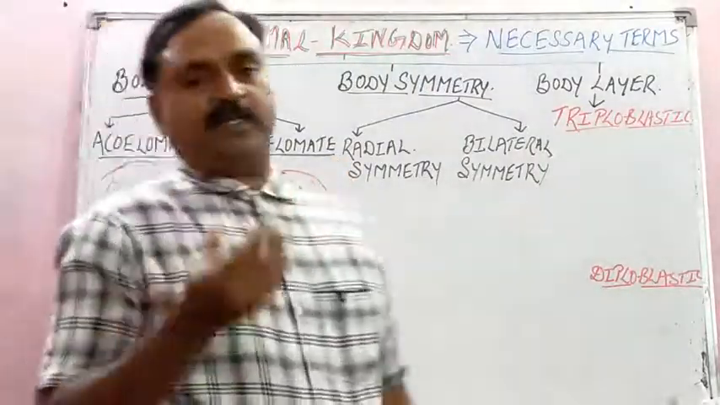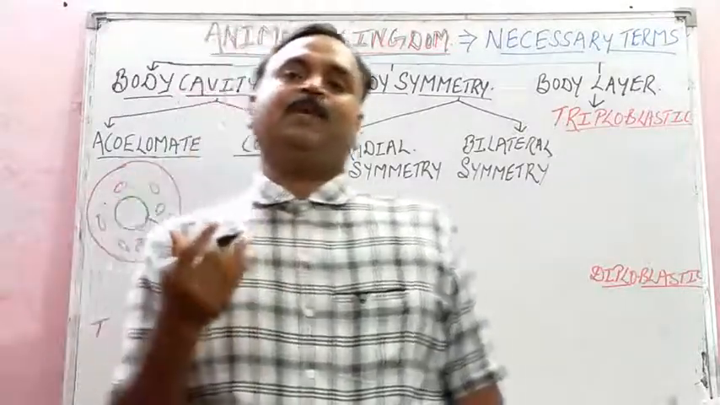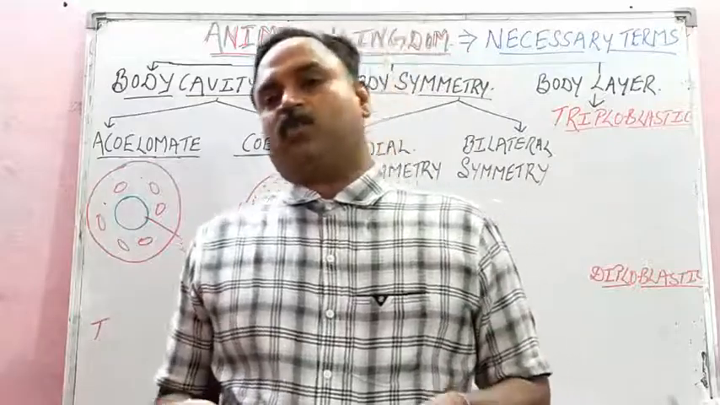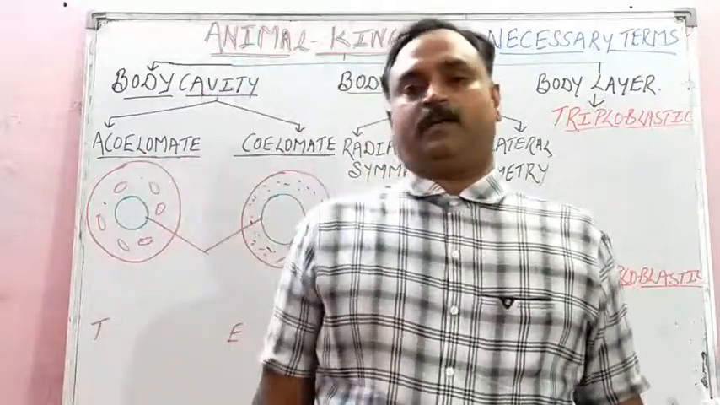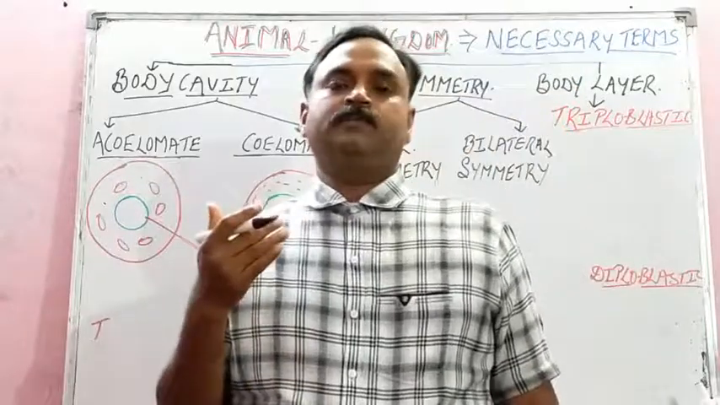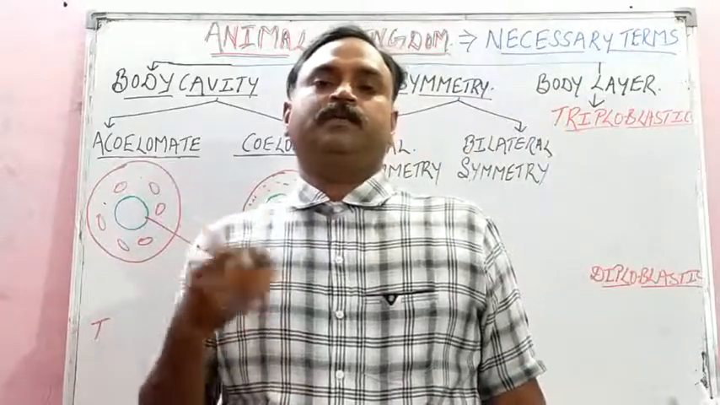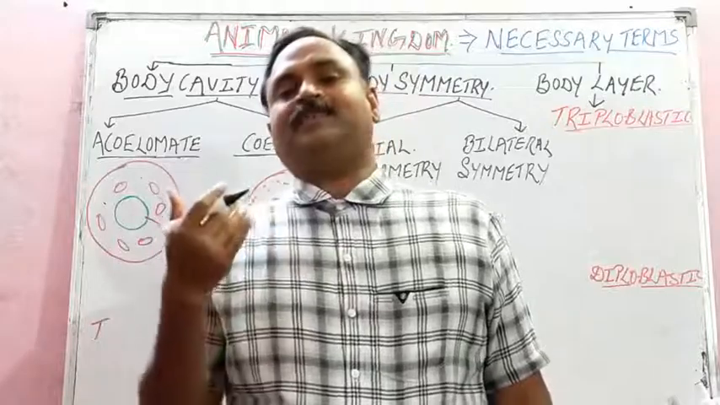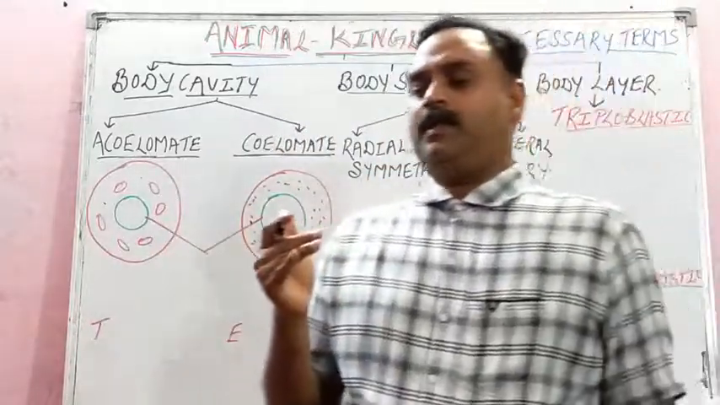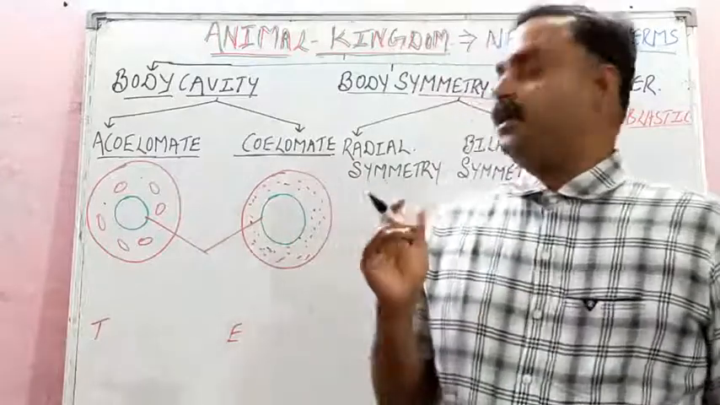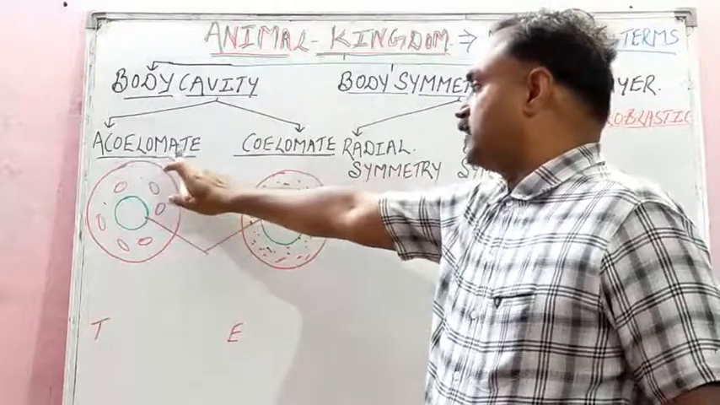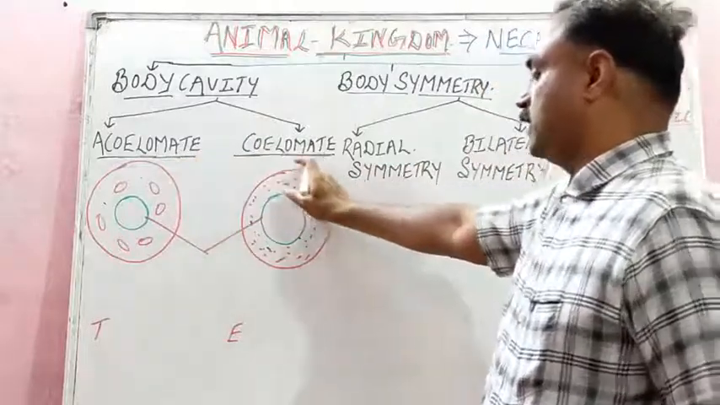Students, the true body cavity of the animals has a few features. In the true body cavity, that is called coelom, visceral organs are present. Visceral organs like your heart, kidney, lungs, liver. These visceral organs are bounded by two membranes, parietal membrane and peritoneal membrane. Okay. So first let us study body cavity. It is of two types, acoelomate and coelomate.